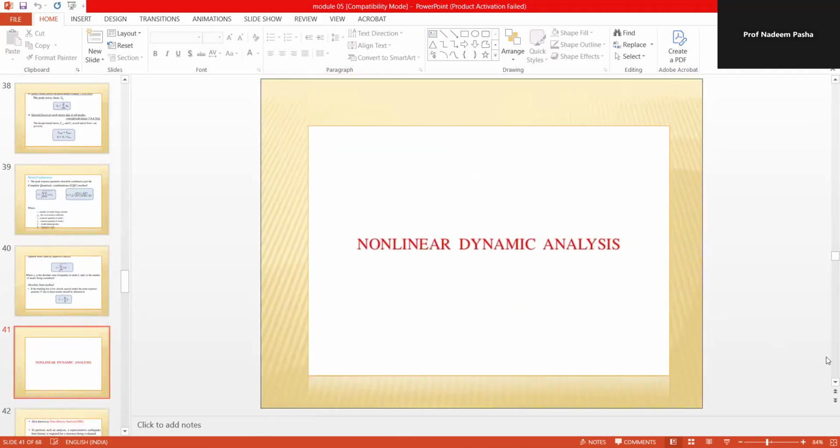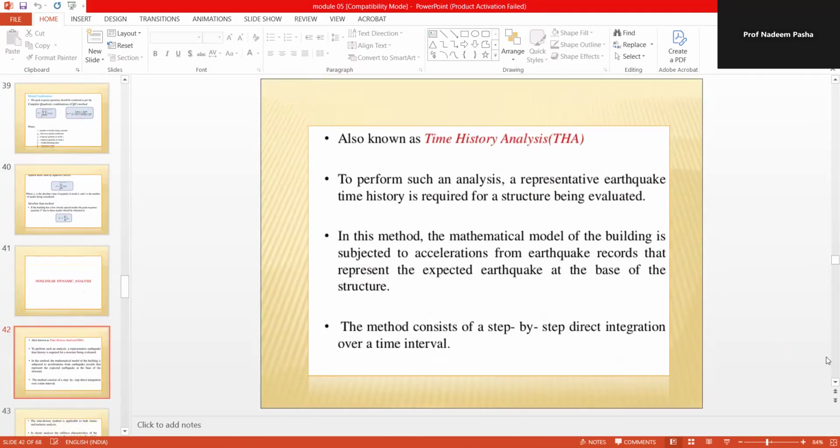Non-linear dynamic analysis, also known as time history analysis. To perform such an analysis, a representative earthquake time history is required for the structure being evaluated. In this method, the mathematical model of the building is subjected to acceleration.